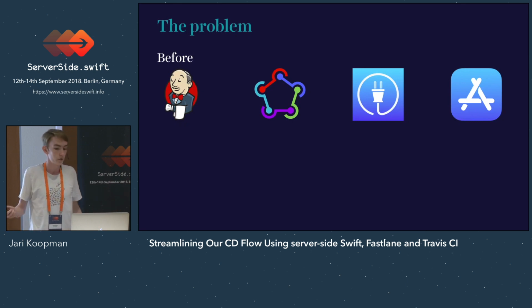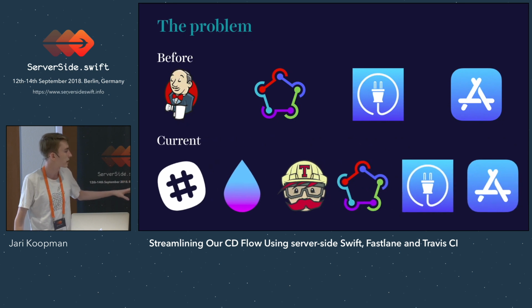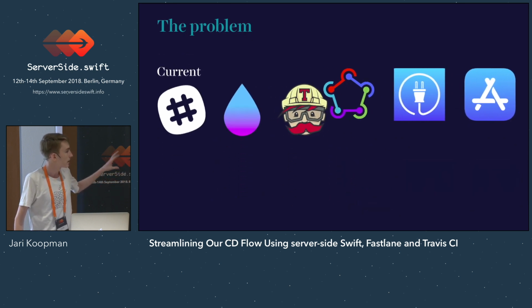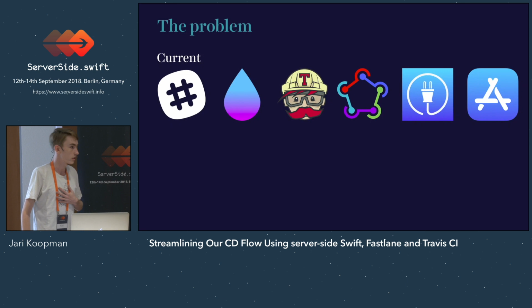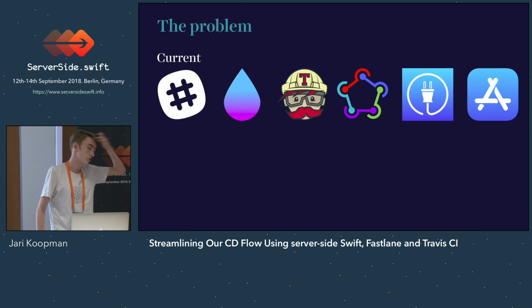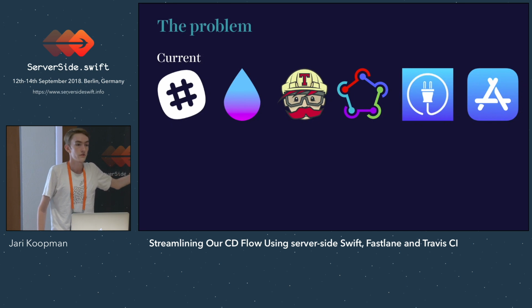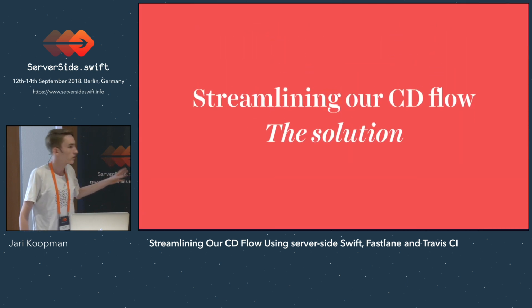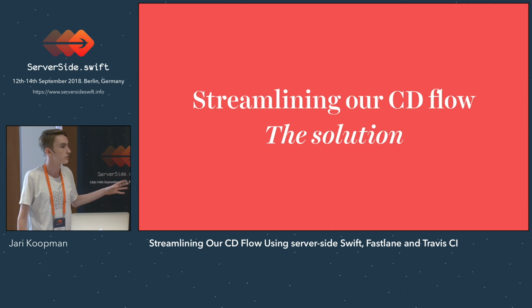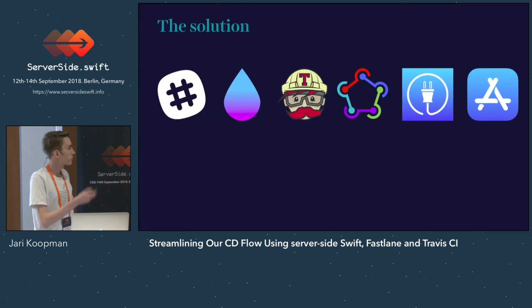So what we ended up doing, and this is our current solution, it might seem really complicated. It's a longer flow, but it saves us a lot of time. It starts with Slack, then goes through a Vapor app that I wrote. Then it goes to Travis CI through Fastlane, and then in the end to iTunes Connect and the App Store. So this is what we're using now, and let's go a bit deeper into this solution that we came up with. And for this solution, here we have it again.